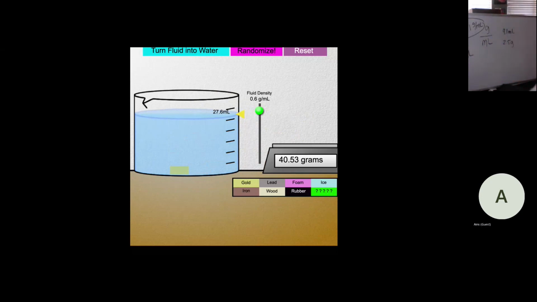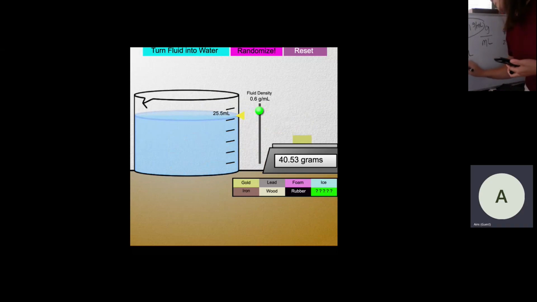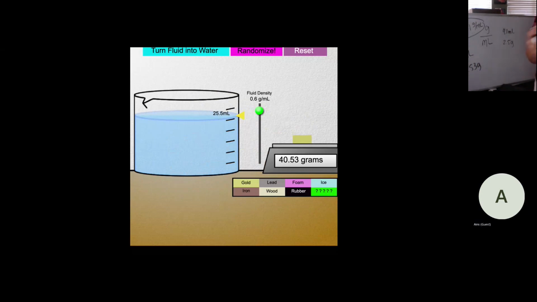So if my volume is 2.1 and my mass is 40.53, what is my density? That's 40.53 divided by 2.1, 19.3. 19.3, which is really, really dense. So gold is pretty heavy, right? So that was 20. So even in the densest my fluid can get, what's going to happen to my gold when I put it in there now? It's going to sink. It's going to sink real fast.